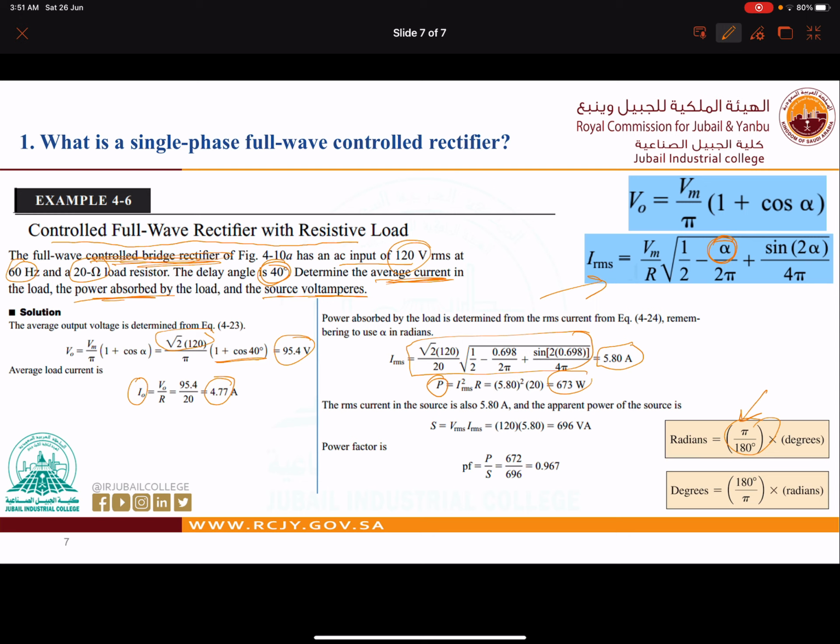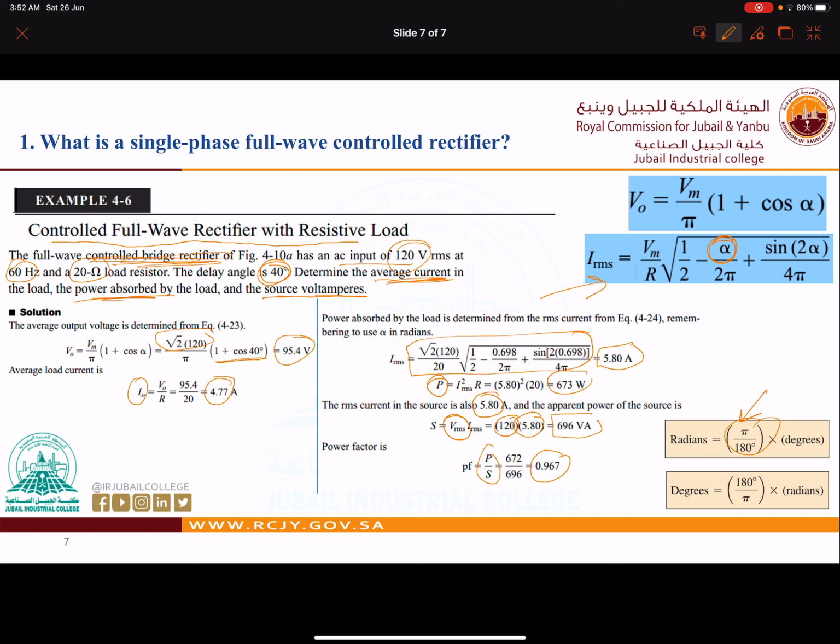Now the RMS current is already given. It is the same as the source current. It is 5.8, right? And we multiply by VRMS, which is 120. So 120 multiplied by 5.8 is 696 volt ampere. Now if we need to find the power factor, we can just divide active power by apparent power, and it is 0.967, which is a very good power factor.